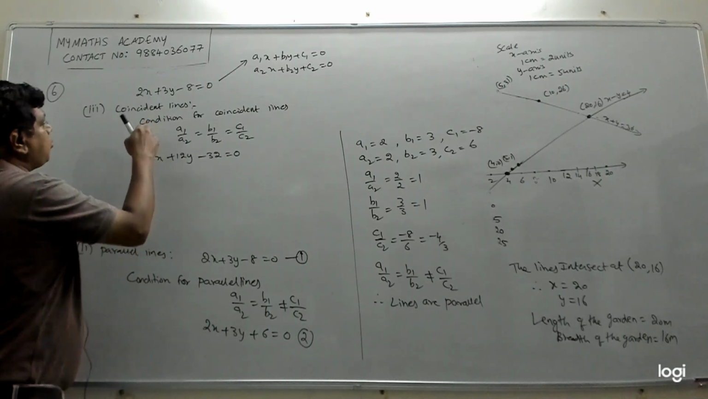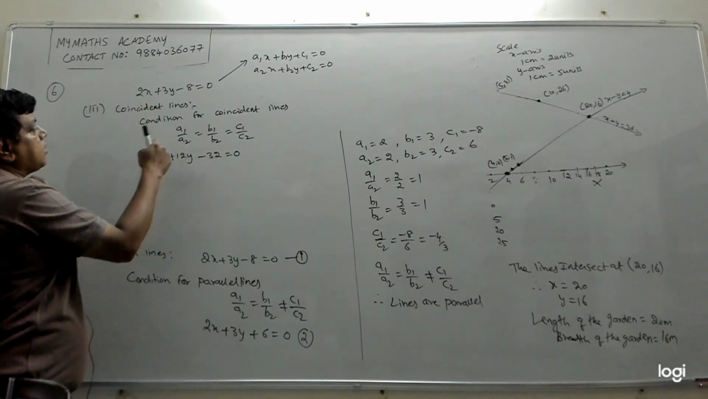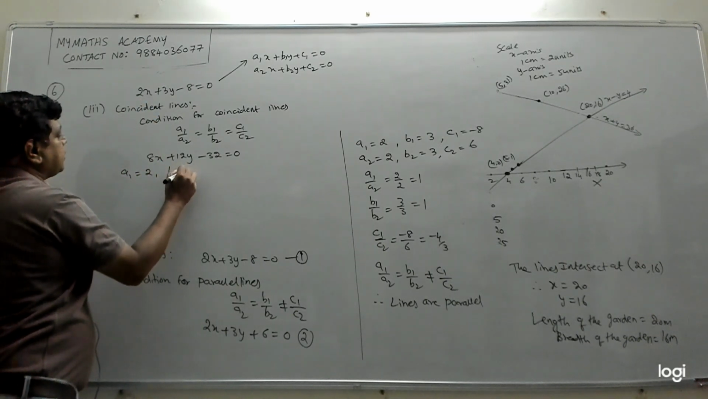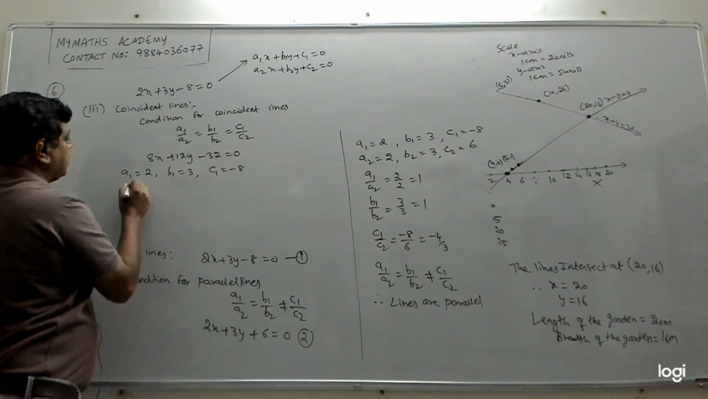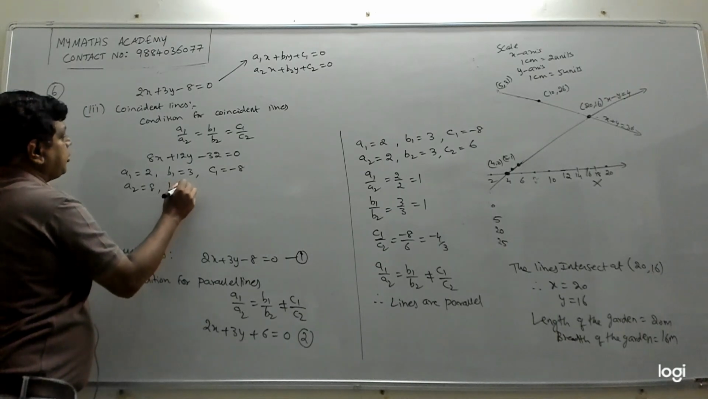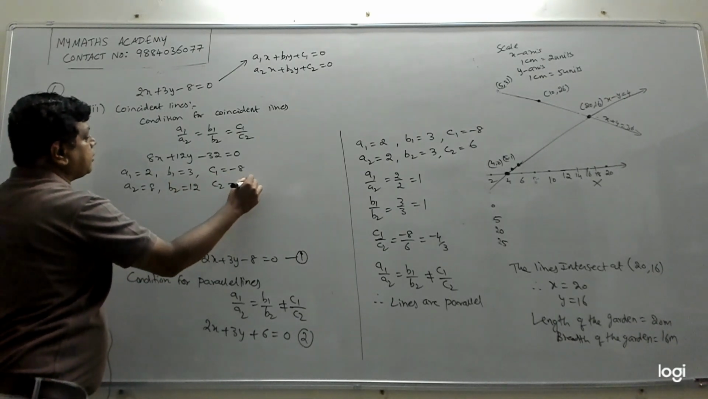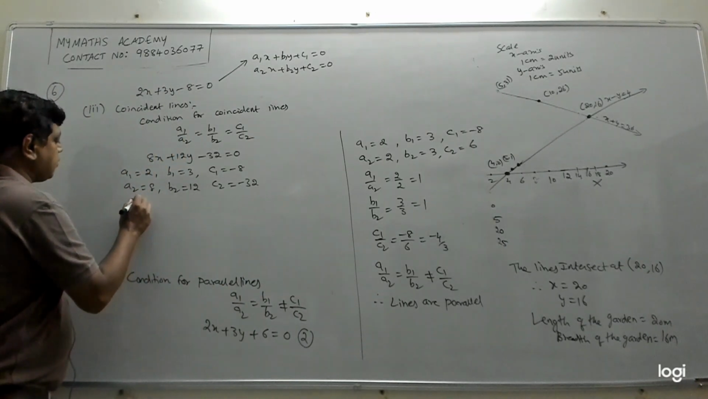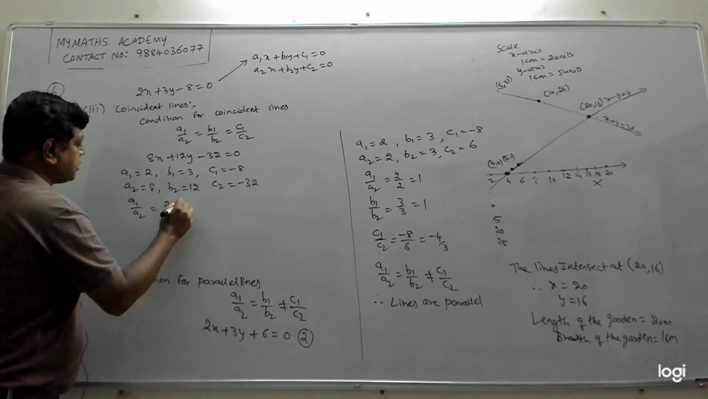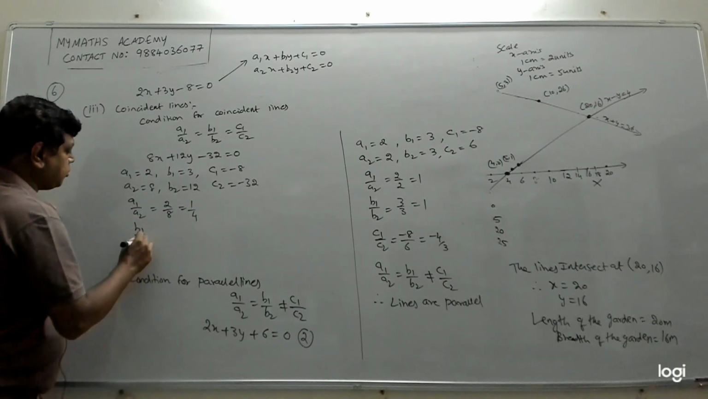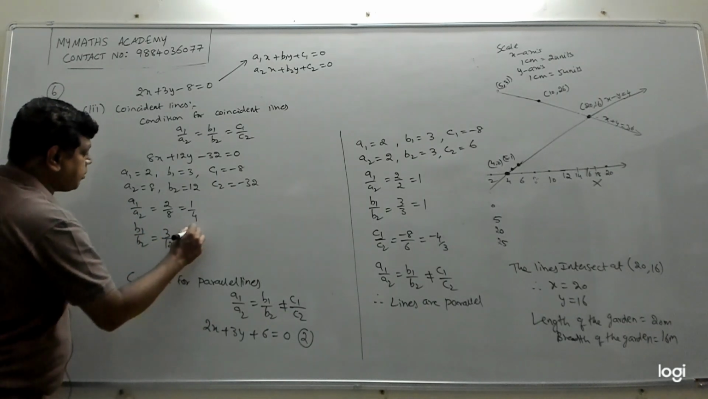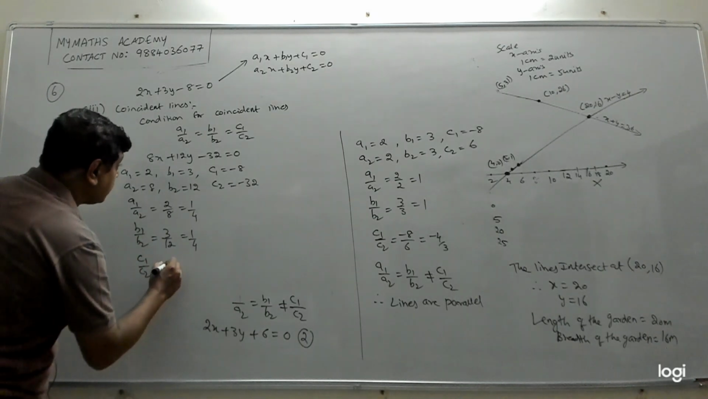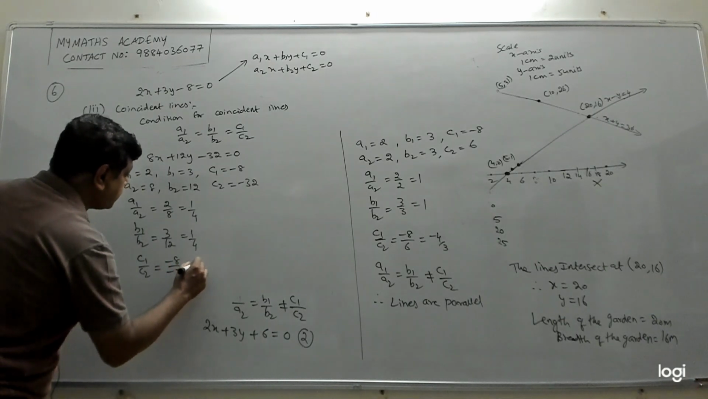Further we need to check whether these two are satisfying this condition. For that, a1 is 2, b1 is 3, c1 is minus 8, a2 is 8, b2 is 12, c2 is minus 32. Clear? Fine. Now let's find a1 by a2: 2 by 8, which is 1 by 4. b1 by b2: 3 by 12, which is also 1 by 4. c1 by c2: minus 8 by minus 32, which is also 1 by 4.